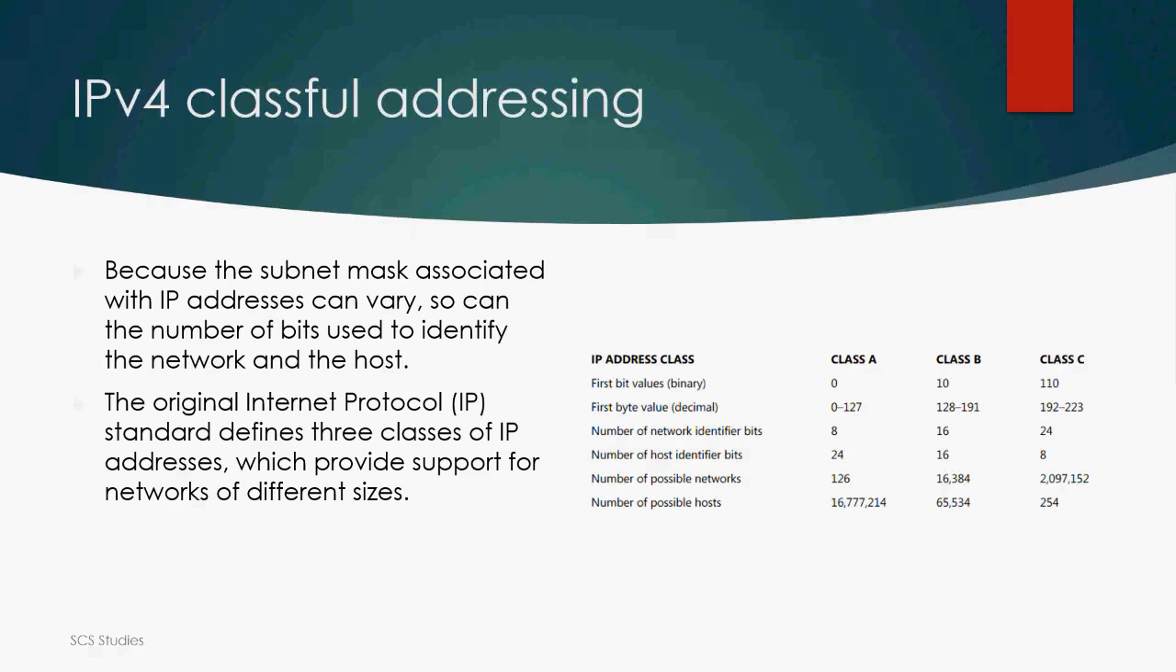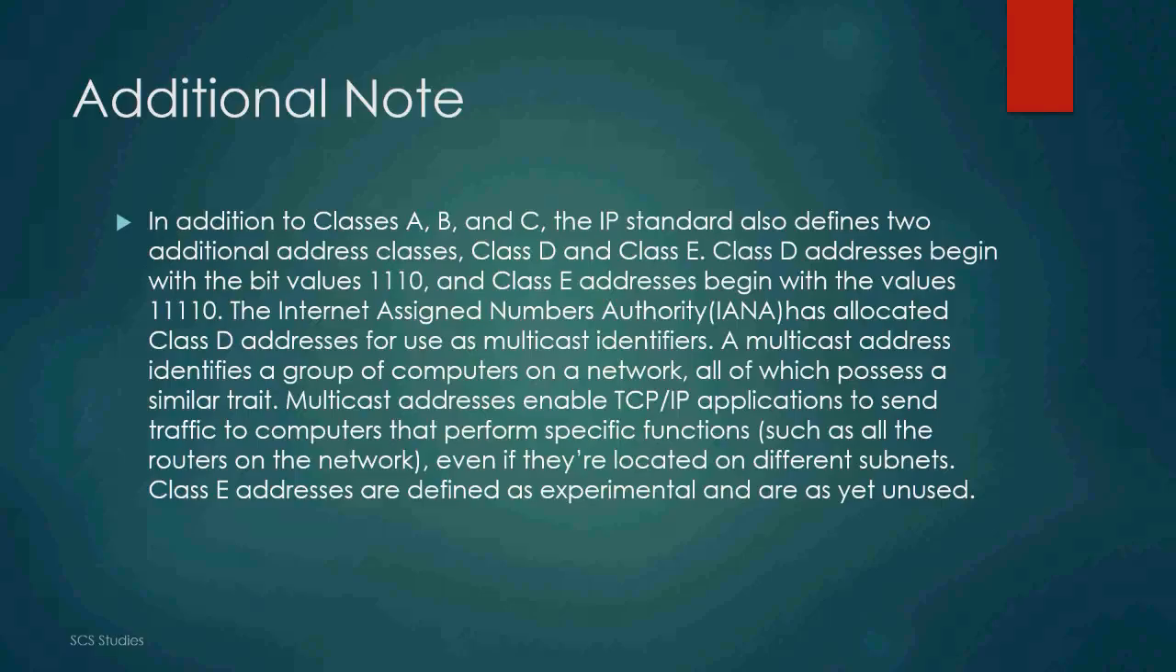Classful means there is no subnet available. We can only use the default classes available, class A, B, or C. That is known as classful addressing.